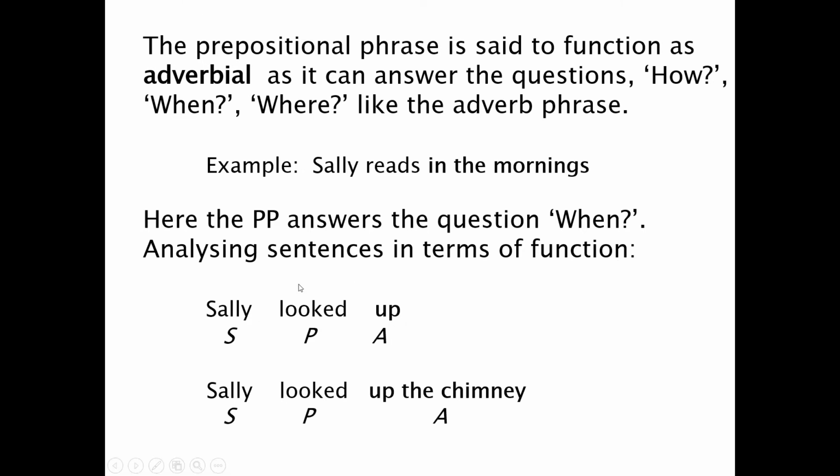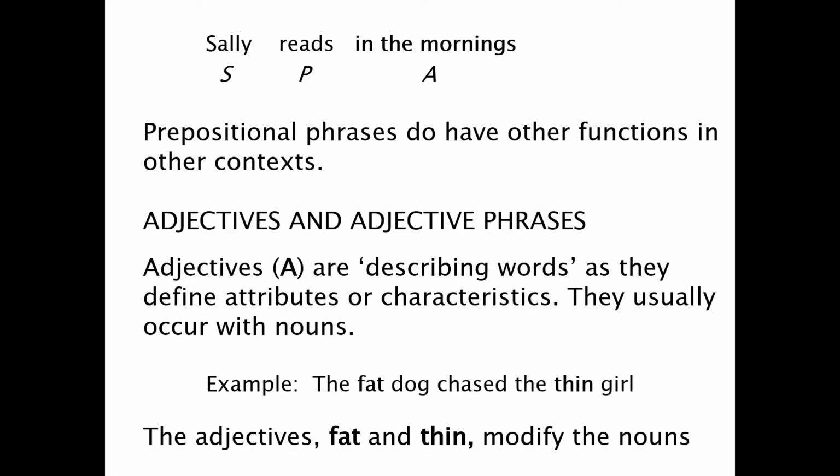But in terms of its phrases, you have to say Sally is a noun phrase, looked is a verb phrase, and up is a prep phrase. Sally looked up the chimney. Sally is the subject, looked is the predicator or verb, and up the chimney is the adverbial.